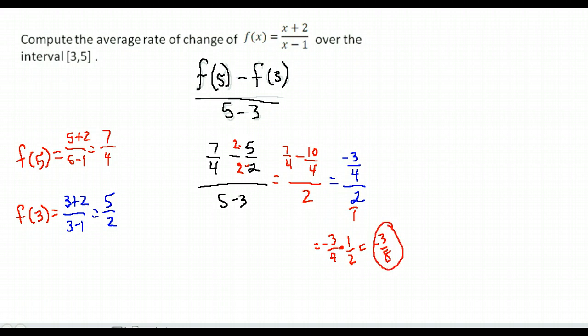So having fractions in that one complicated it a bit more, but we did go through the same basic steps. We found f of 5 and we found f of 3, evaluated them in the function. Then we took those two values, f of 5 minus f of 3 in the numerator, and just plain 5 minus 3 in the denominator. And then from there you just have to be able to simplify. And we got an answer of negative 3/8 when it was all said and done.